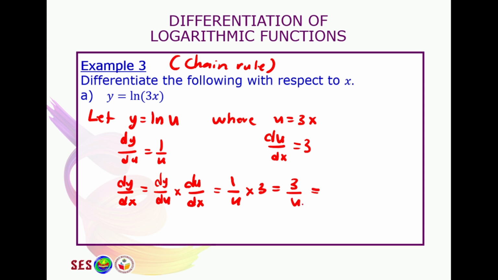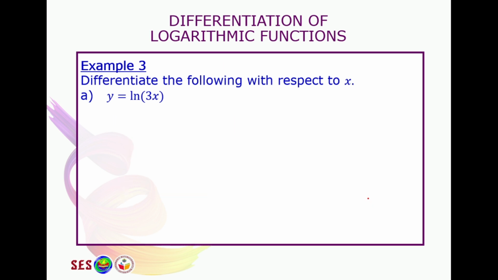The answer that we want must be in the variable of x. So u is equal to 3x, so we substitute u with 3x, and when we simplify, we get 1 over x. So if we differentiate y equal to ln 3x, the answer that we will get is dy over dx equal to 1 over x.